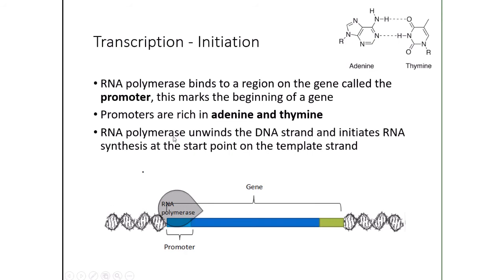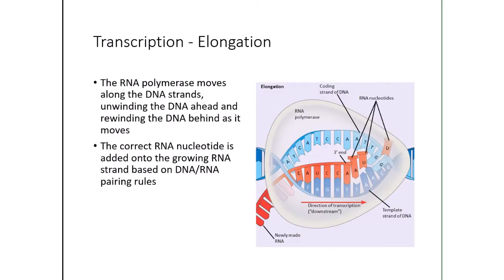So the RNA polymerase will unwind the DNA strands once it binds to the promoter, and that would initiate the RNA synthesis process. In elongation, the RNA polymerase will be moving along the DNA strands. It will be unwinding the DNA ahead while rewinding the DNA that is behind it as it moves along the gene. And I want you to pay attention to this diagram over here.